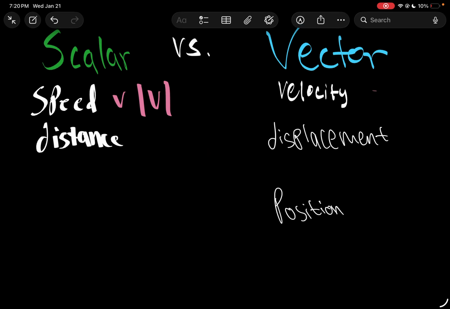And when we're talking about how fast an object is going in a certain direction, we're talking about velocity, because velocity is a vector quantity, and vector quantities focus on magnitude and direction. And we can represent velocity as a v with an arrow on top to identify it as a vector.